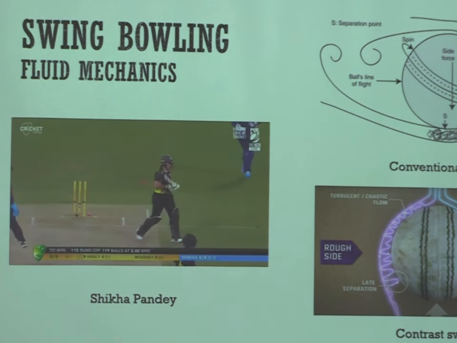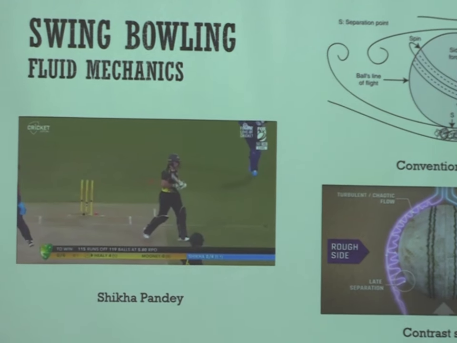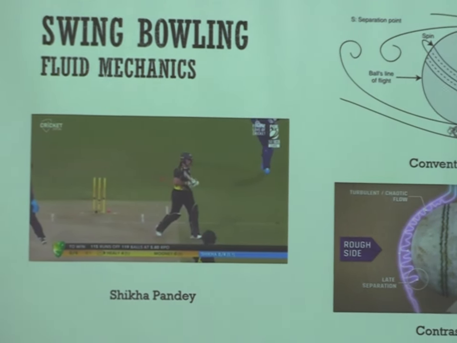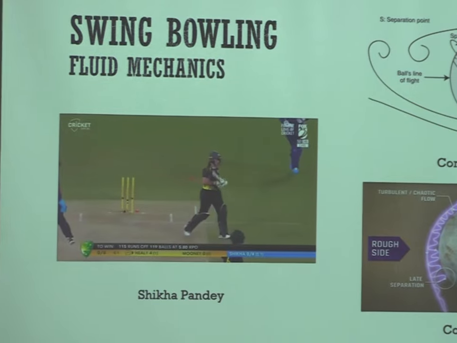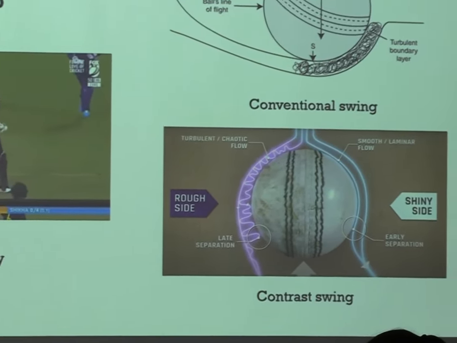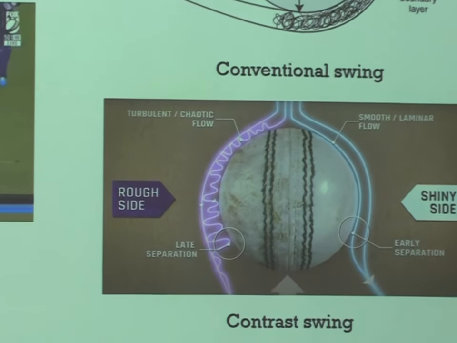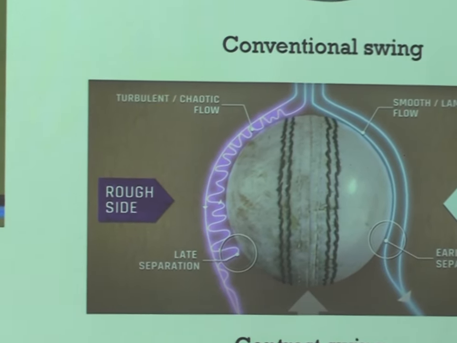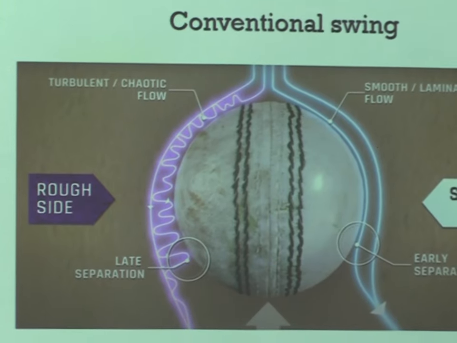What they do is, one side of the ball they want to keep smooth, and the other will become rough as the game progresses. So they want to keep one side smooth and the other rough. Once that happens, you have the rough side and then a smooth, shiny side. Now the flow of the air and the movement of the ball while it is spinning is something like this, and you see in the image the stitch is like this over here.